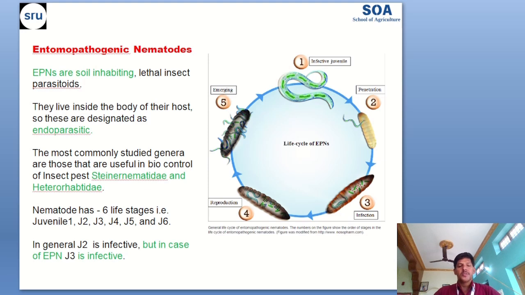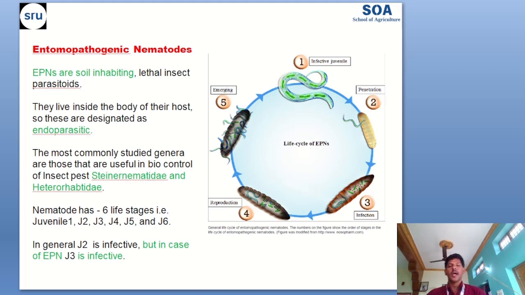The nematodes which belong to the Steinernematidae family and Heterorhabditidae family are most useful as biocontrol agents in various insect pest management. We will see the different species and host insects in the coming slides.